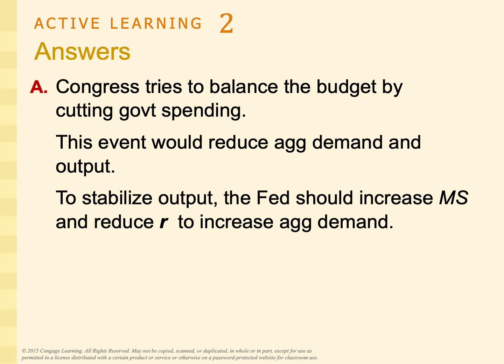Now, the Fed can try to stabilize output, try to get it to go back up to where it was, by conducting some monetary policy. In this case, it should increase the money supply so that interest rates are lower, so that it's cheaper for people to borrow money, so that they borrow more money and spend more money, to increase aggregate demand.